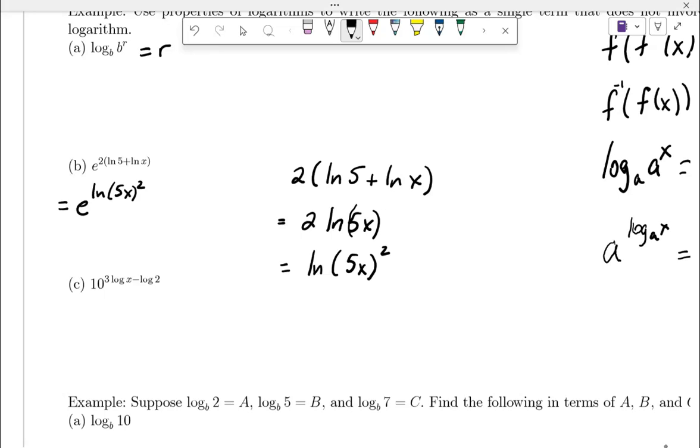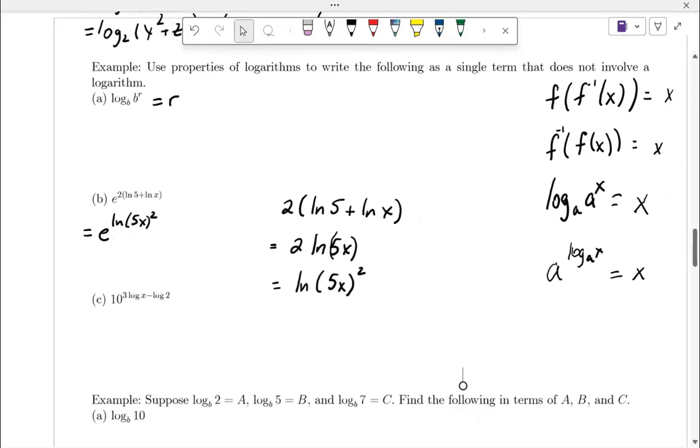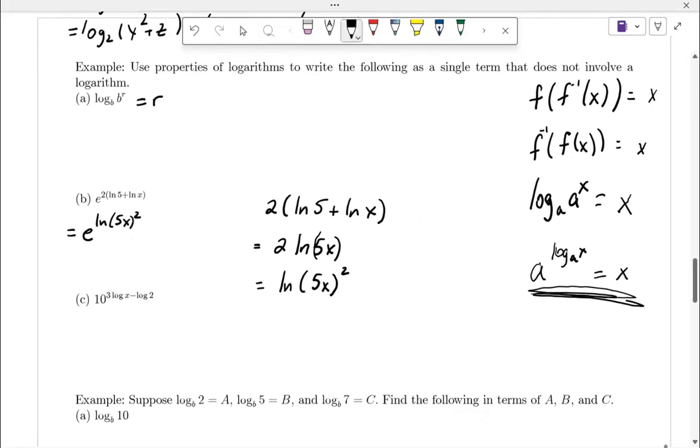Let's look over here to the side again. What happened here? Yeah, the a and the log a cancel each other out. So what should happen over here? Yeah, it's just the (5x) squared. Exactly. They just cancel each other out. That's exactly right.